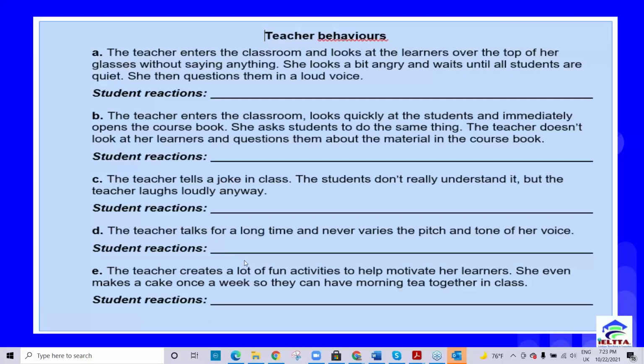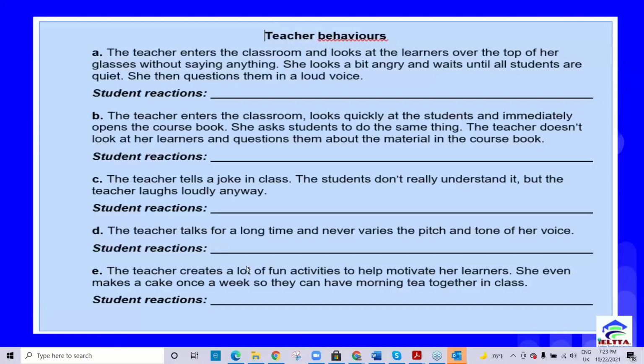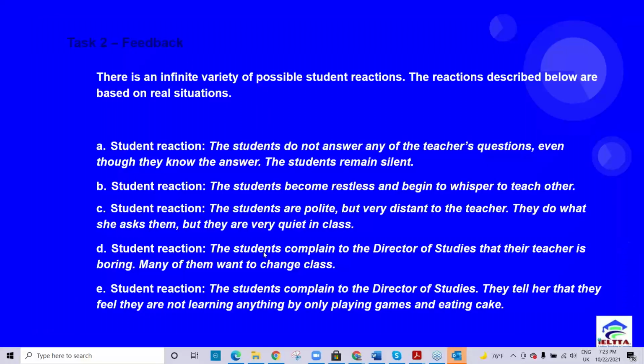Situation D: when the teacher talks for a long time and never varies the pitch and tone of his voice, so his voice will be monotonous, the students would complain to the director of studies that their teacher is boring. Many of them want to change the class or the teacher. In E, the teacher creates a lot of fun activities to help motivate the learners, and even makes a cake so they can have morning tea in the class together. The students will complain to the director of studies that they feel they are not learning anything by only playing games and eating cake.